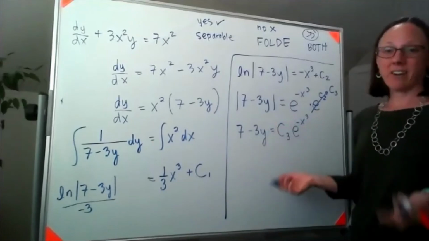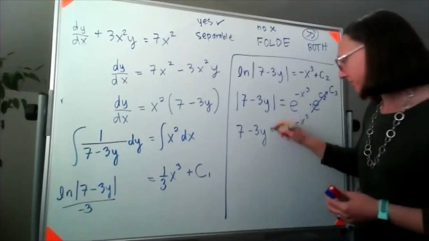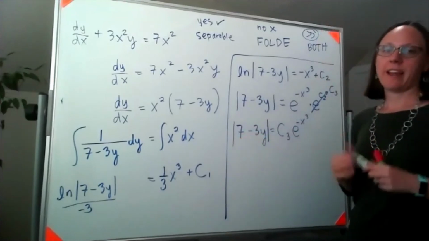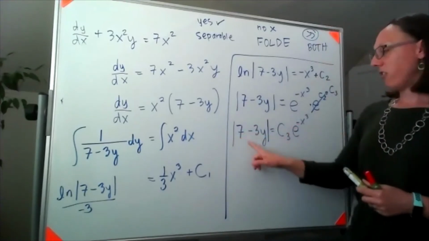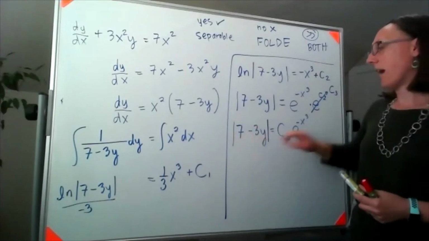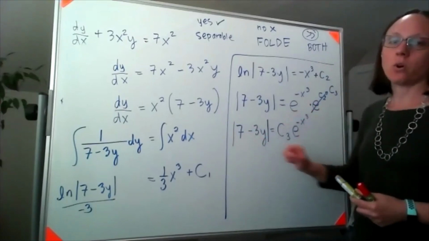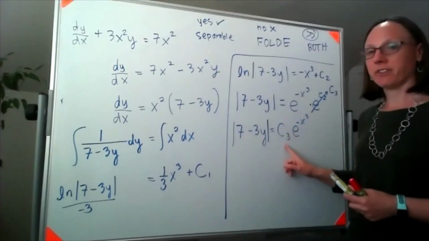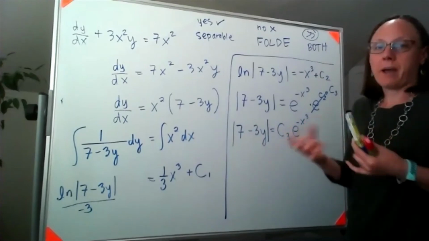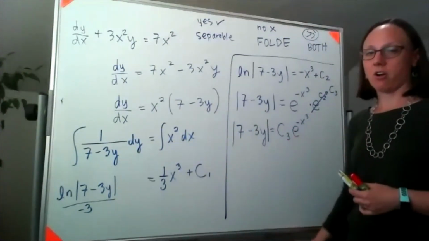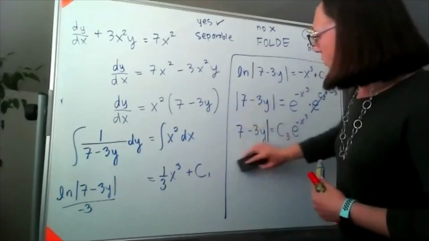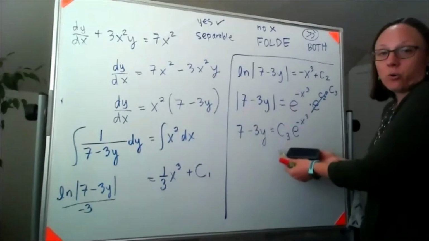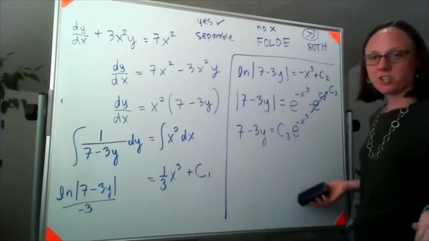Now, you'll notice that I got rid of my absolute value. Let's put it back for a second. I know that with that absolute value, that's telling me that either the 7 minus 3y is equal to the positive of this, or 7 minus 3y is equal to the negative of this. Since we haven't solved for this constant yet, we'll absorb that plus or minus into our constant, so that we can get rid of both of those absolute values and know that the plus or minus is absorbed into our C3.